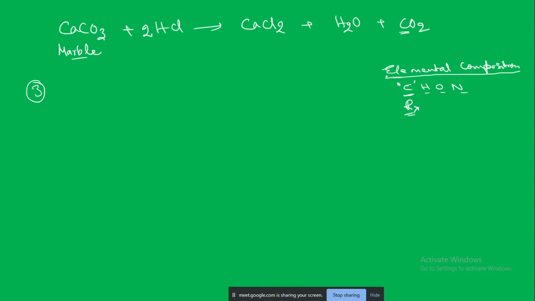It may be in a combined form or in a free form. For all types, you cannot take one simple reaction like burning it and seeing if carbon dioxide is coming. It is not always possible, because it depends upon how much of the composition is there.